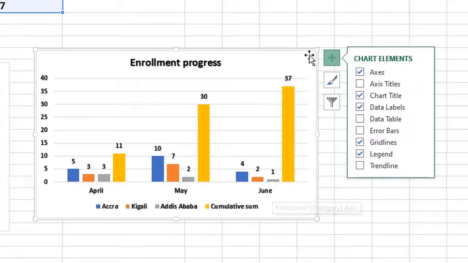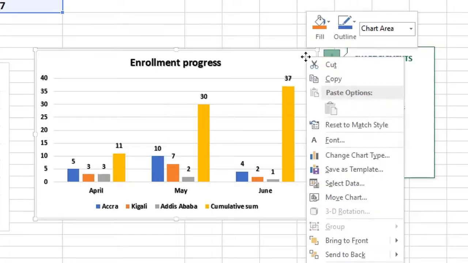So to do that, we simply left click on the chart to select it once again. Click at the edge here. Now right click and then click on what? Change chart type.